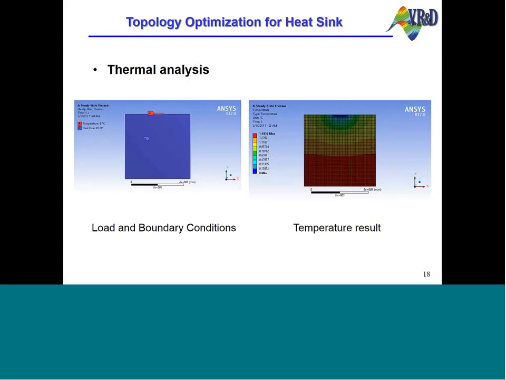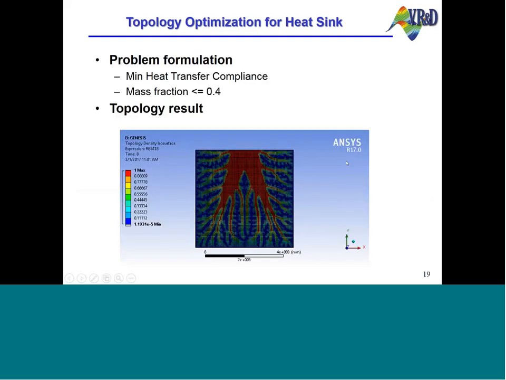This is a very classic thermal topology optimization problem. In this flat plate, there is a heat flow going into the entire surface, and on the top there is a fixed temperature applied. On the right, this is the temperature distribution. For this problem, we want to minimize the heat transfer compliance, and we want to use 40% of the material. And the topology gives this tree-like structure that is the most efficient shape to dissipate heat.